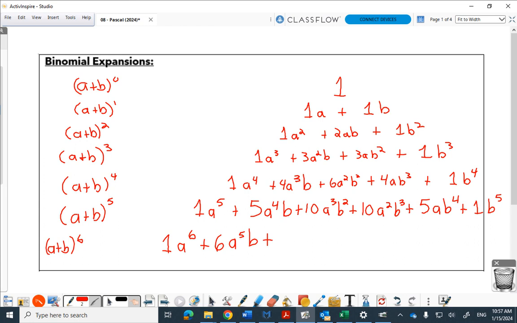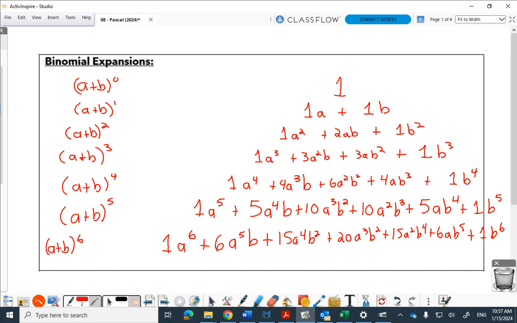15a^4 b^2, 20a^3 b^2, 15a^2 b^4, 6 plus 6a b^5 plus b^6. I'm going to write the 1. And the fact that you did it quickly, don't let that intimidate you. Let that inspire you to go, oh, there are some specific patterns here. Let's establish the exact three patterns there are.